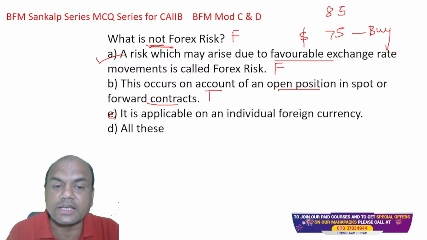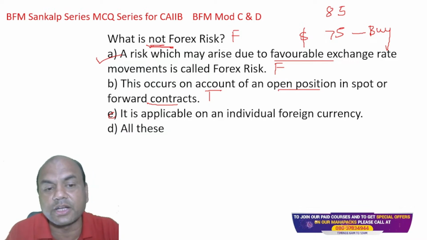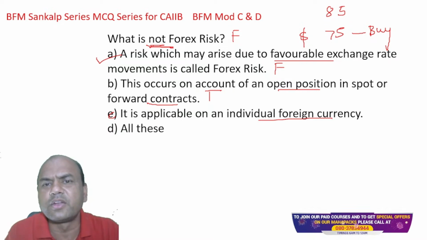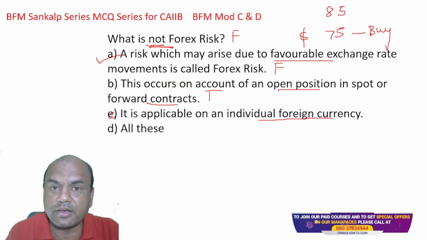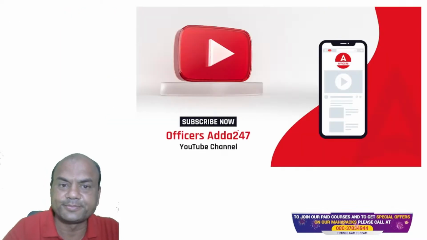Now, just for checking, as we are in the study mode: it is applicable to individual foreign currency. That is also true. Individual foreign currency means same logic. I bought a dollar at 75 rupees and now it is 70. Then it is applicable, right? So this is true.